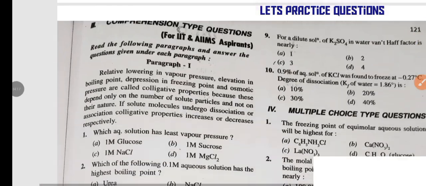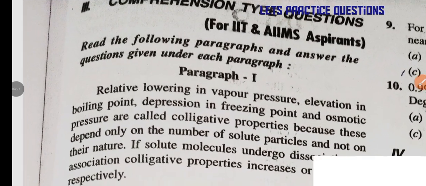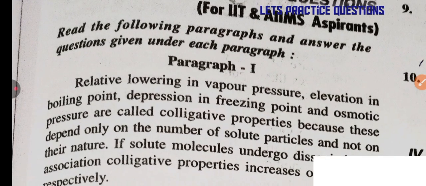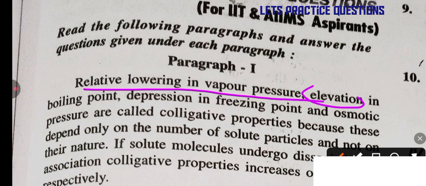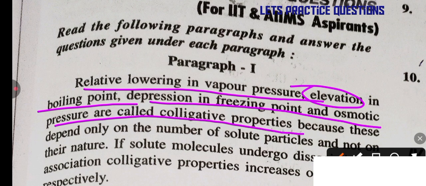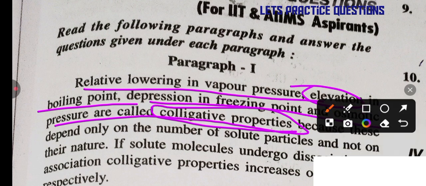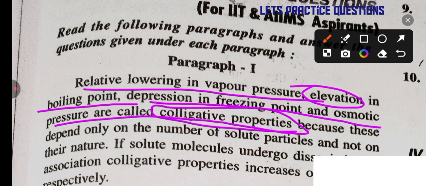Next, moving to another question, that is a comprehension type question. Read the following paragraph and answer the question given under the paragraph. The relative lowering in vapor pressure, the elevation in boiling point, depression in freezing point and osmotic pressure are called colligative properties. We need to understand the concept of colligative property because this depends only on the number of solute particles and not on their nature. If solute molecules undergo dissociation or association, the colligative property increases or decreases respectively.